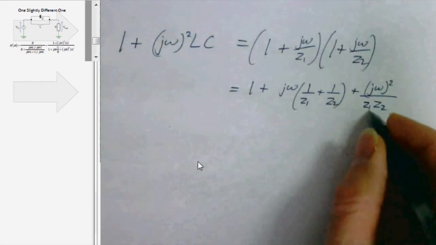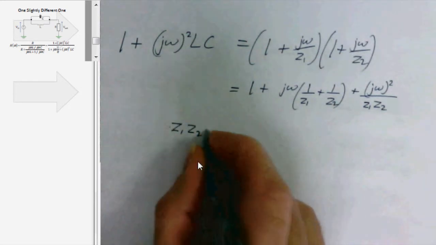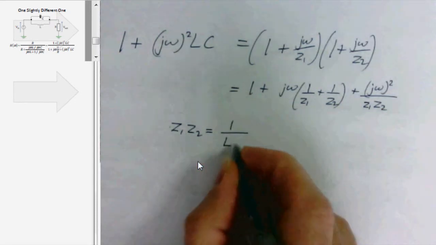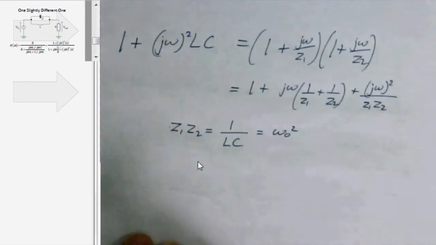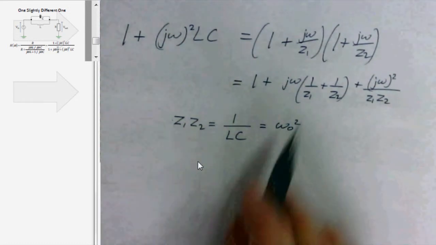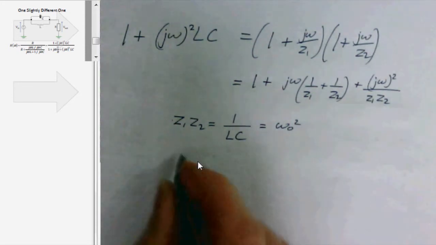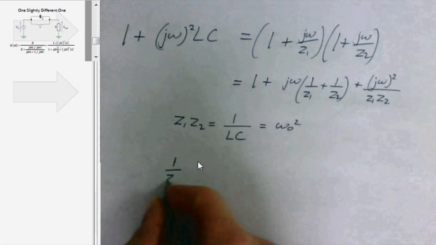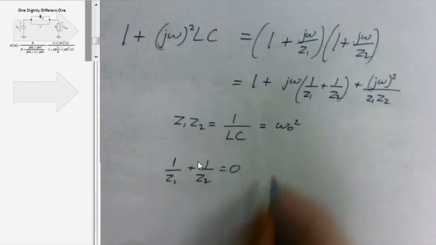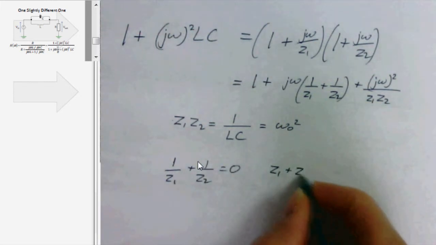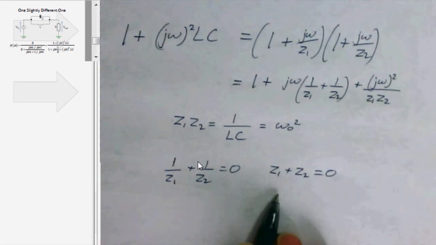Clearly, z1 times z2 is going to be 1 over LC, and that's the square of the resonant frequency in this case. But 1 over z1 plus 1 over z2 must equal 0, which means that z1 plus z2 must equal 0. The sum of the two zeros is always 0.